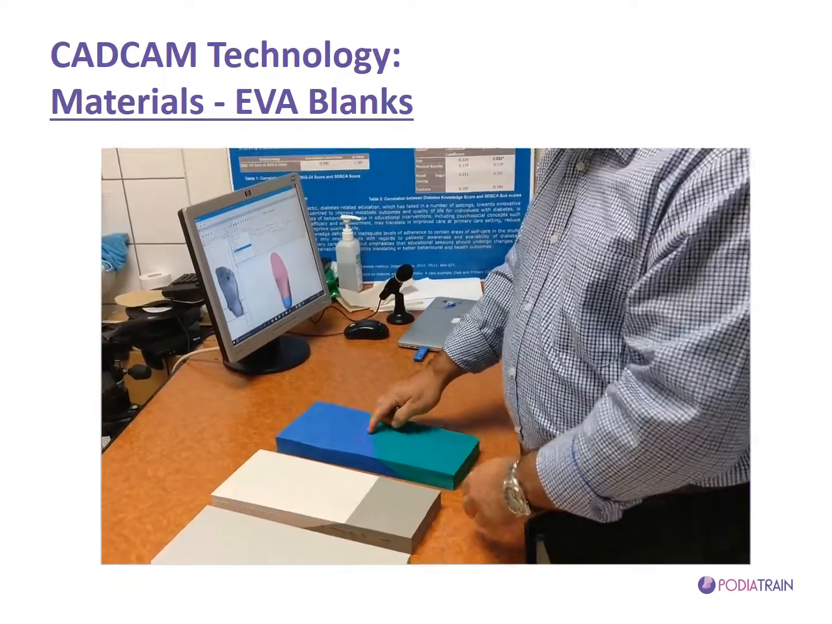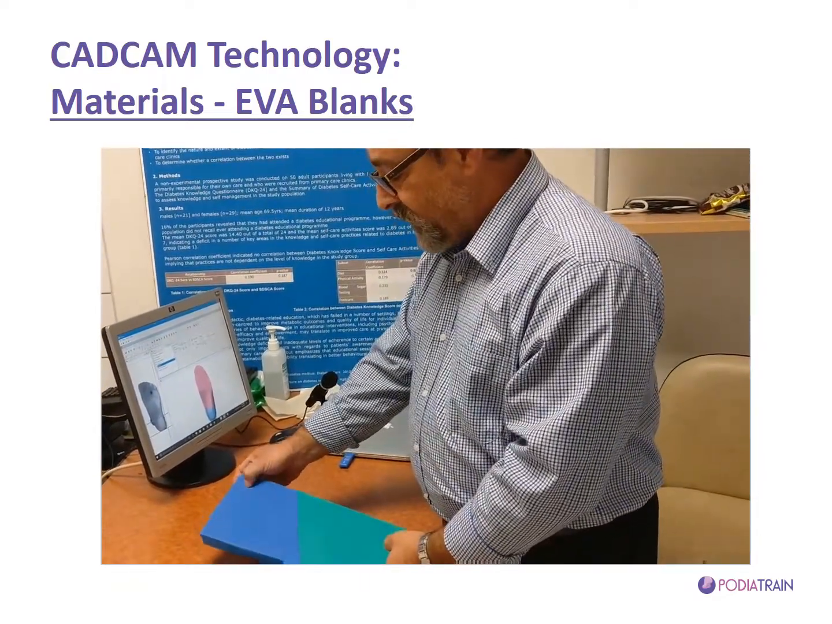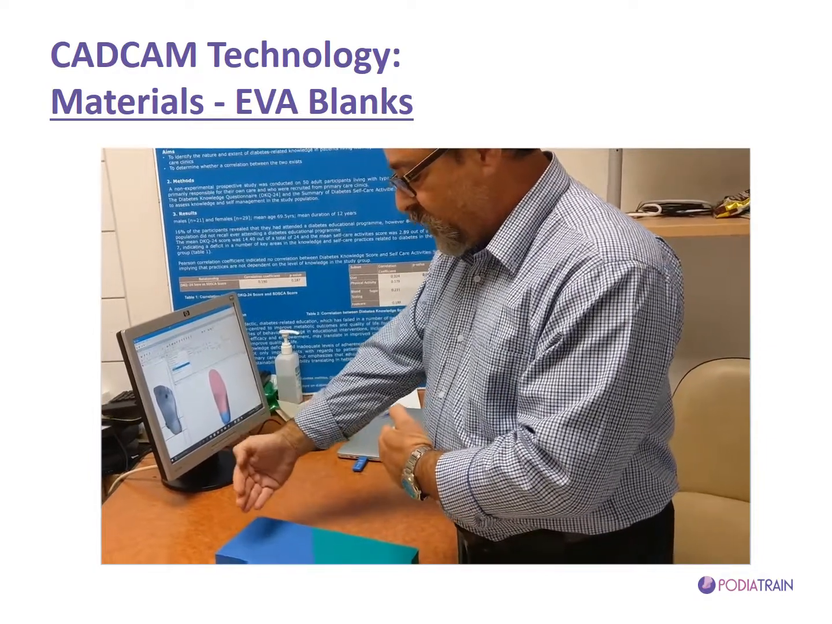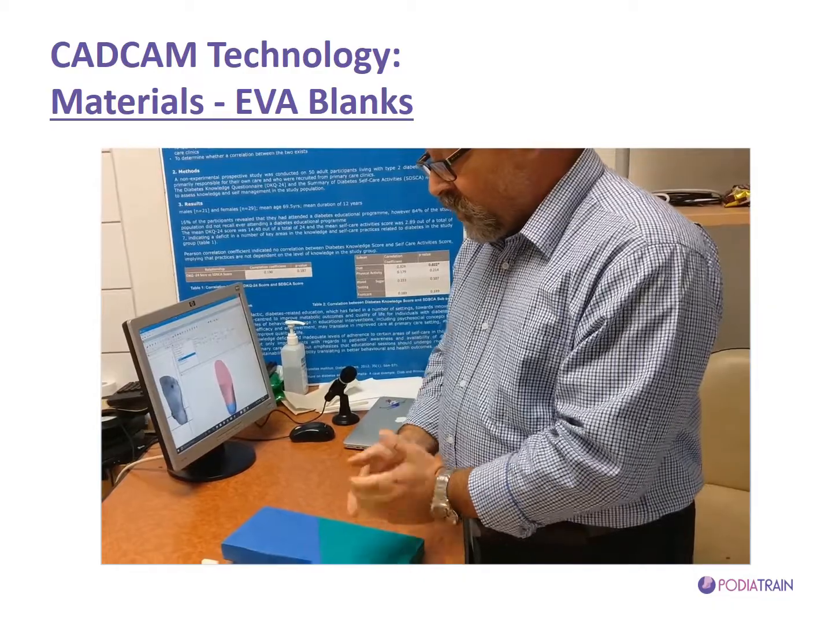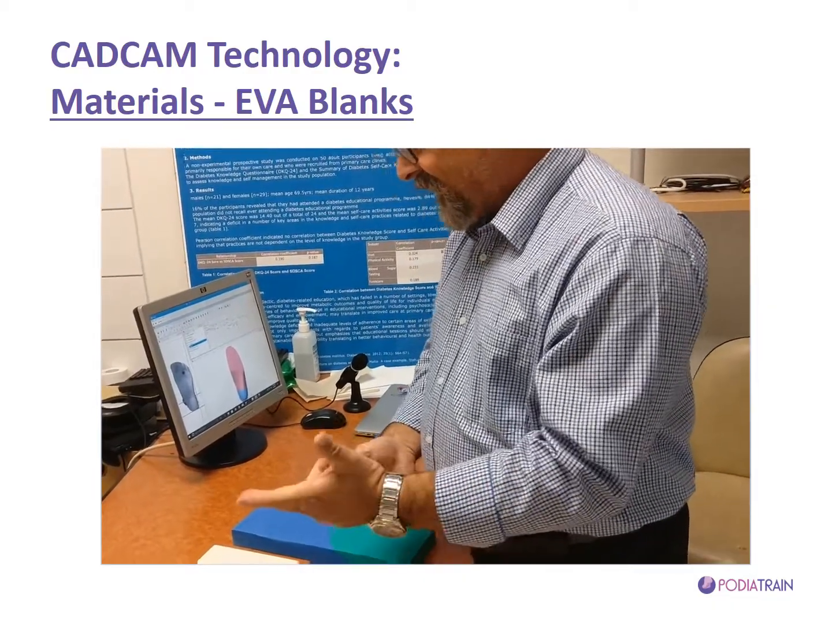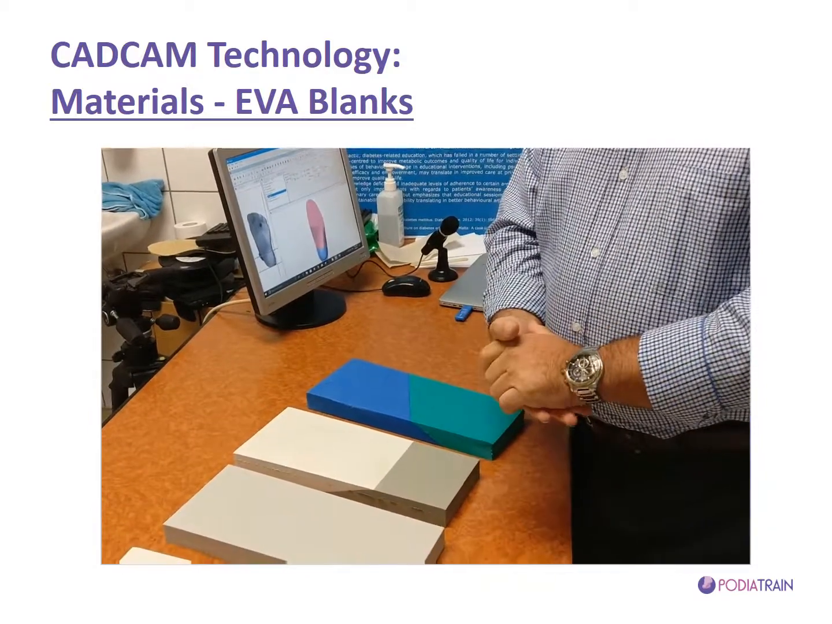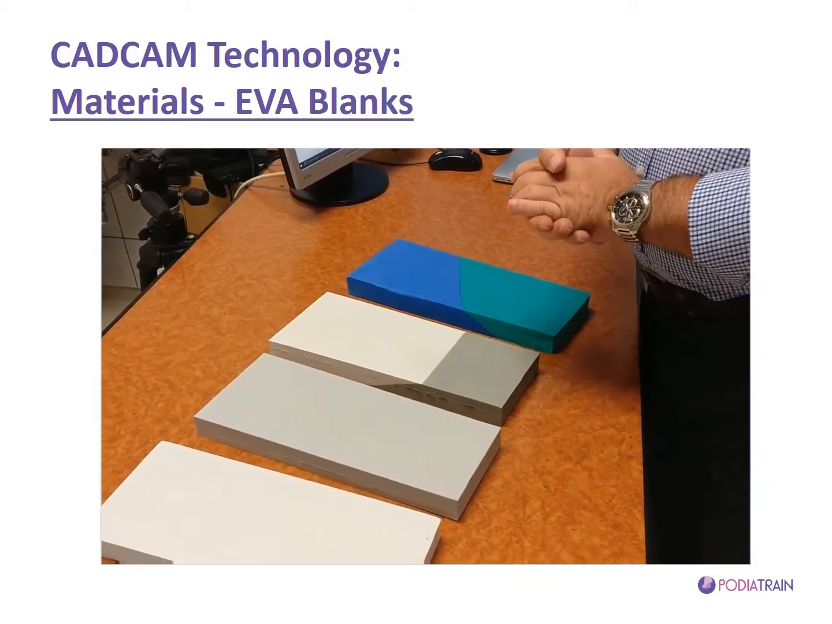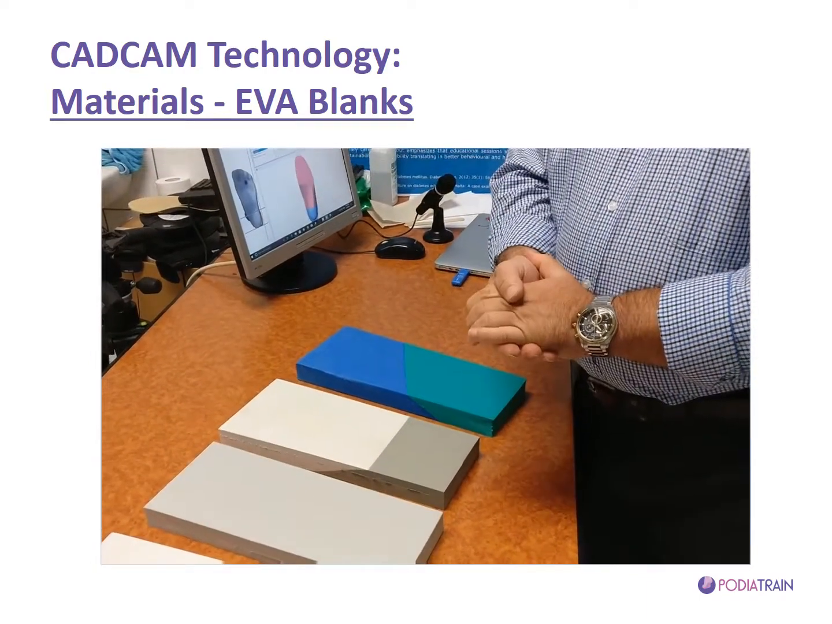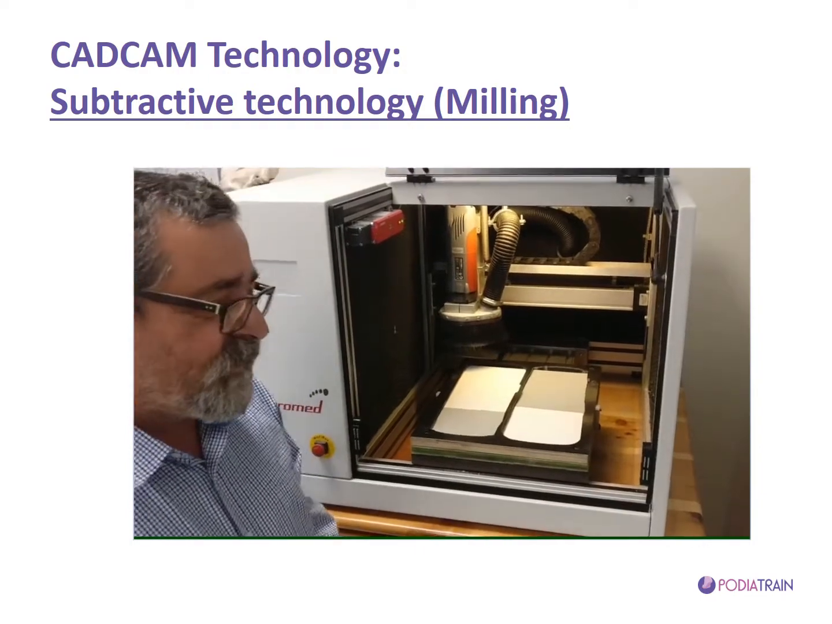There are also different types of materials where the divisions between one material and the other is going to be used. Also, there is a tri-laminate, 3 layers of EVA of different densities and hardnesses. So this is an important component of the CAD/CAM system.